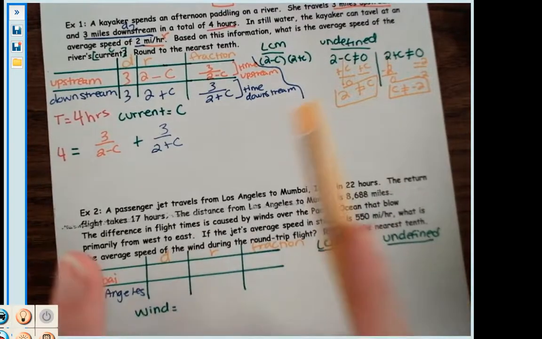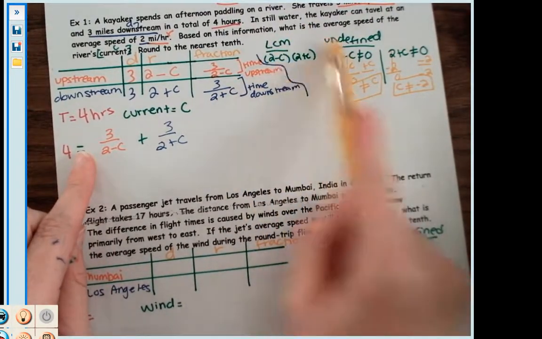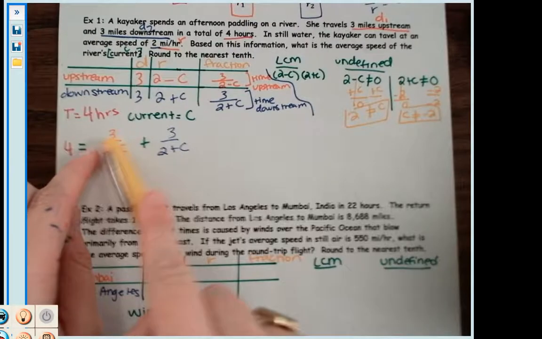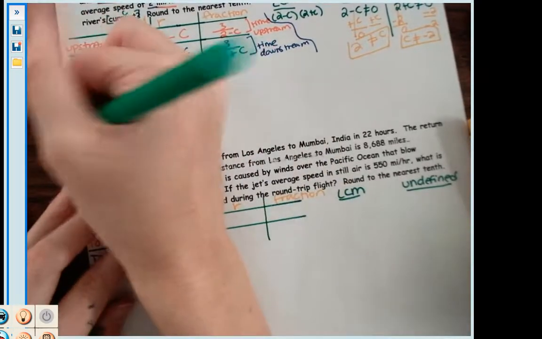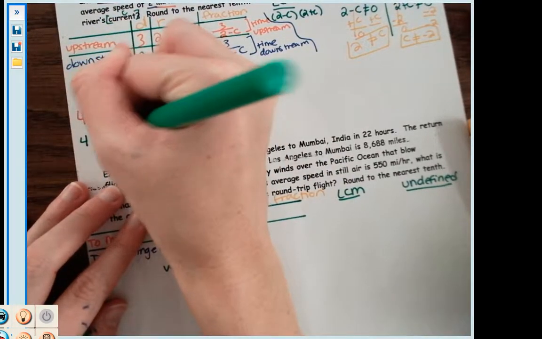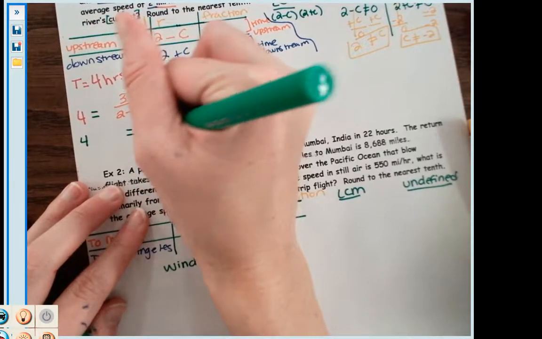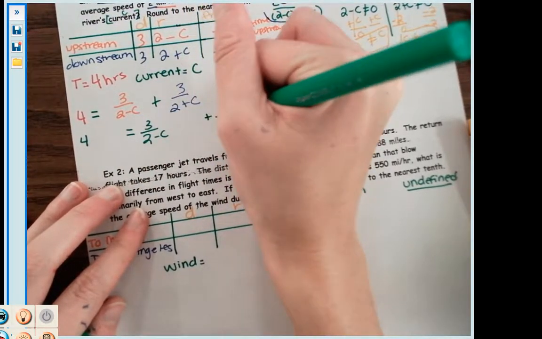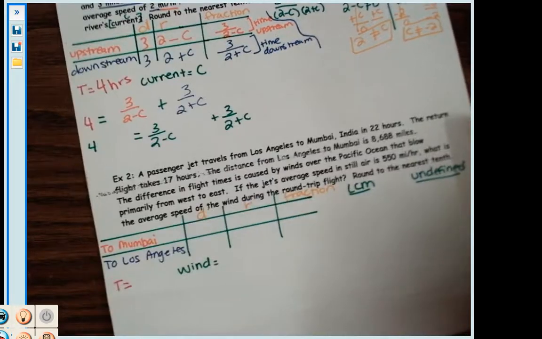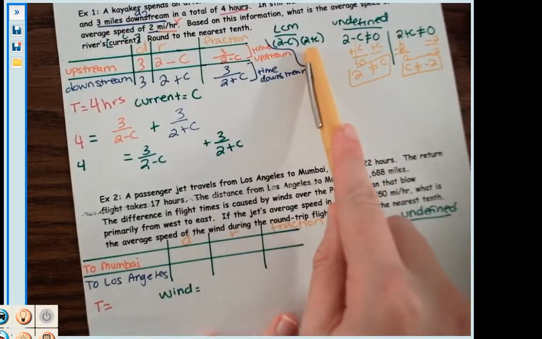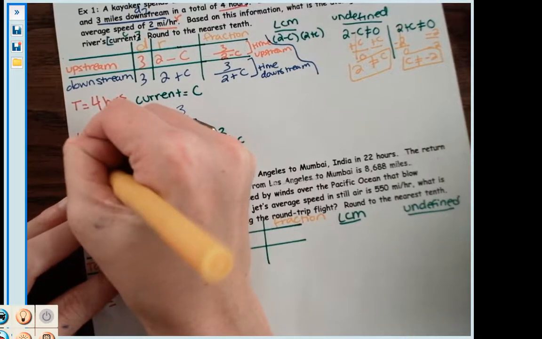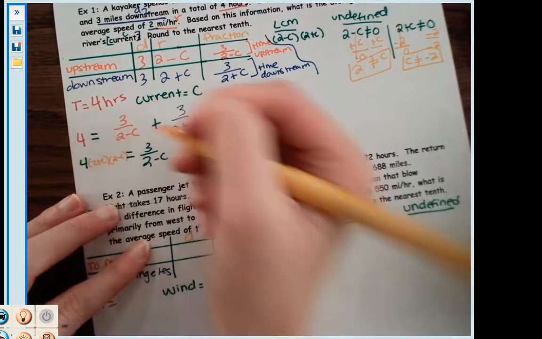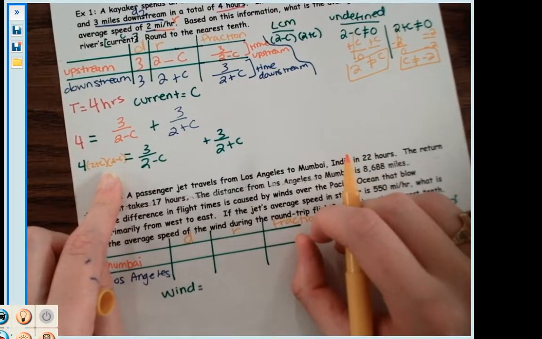So remember, the first thing we do when we have an equation is we take our LCM and we multiply it to every single numerator in the problem. So that's all I'm going to do. So I'm going to say 4, leave a little space for my LCM, and then 3 over 2 minus c plus 3 over 2 plus c. All right, let's multiply by this LCM up here. So I'm going to multiply by 2 minus c and 2 plus c to every single numerator. Sorry, guys, I didn't leave enough space. Make sure you try to leave enough space for that.